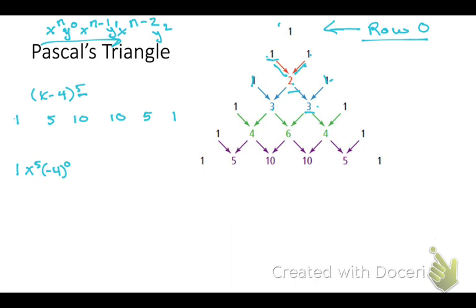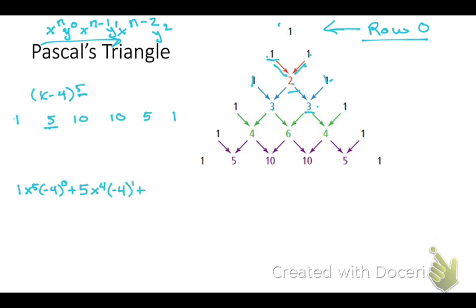Got me? Okay. Oh, I need to rewrite this a little further down. It's going to run into my Pascal's triangle over there. So 1 x to the 5th, negative 4 to the 0. Plus, always plus because the minus will play out in the math. Got it? Okay, so my next coefficient is 5. And then x to the 4th and negative 4 to the first.